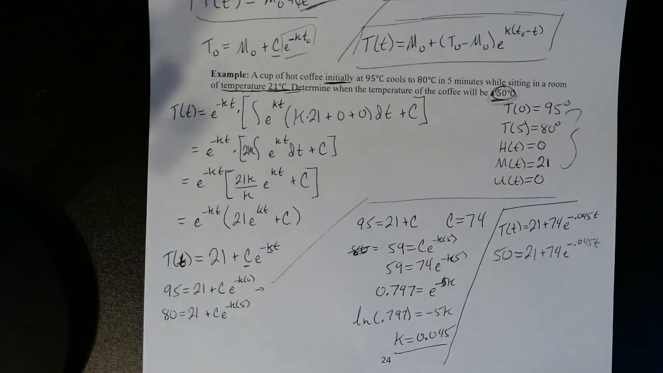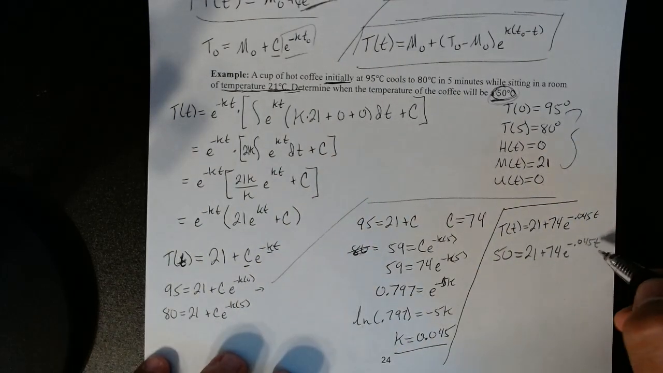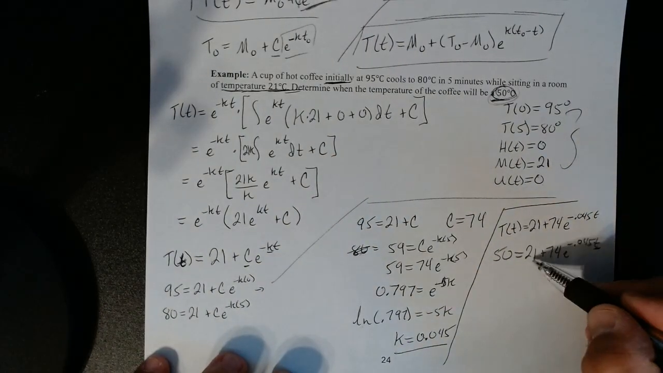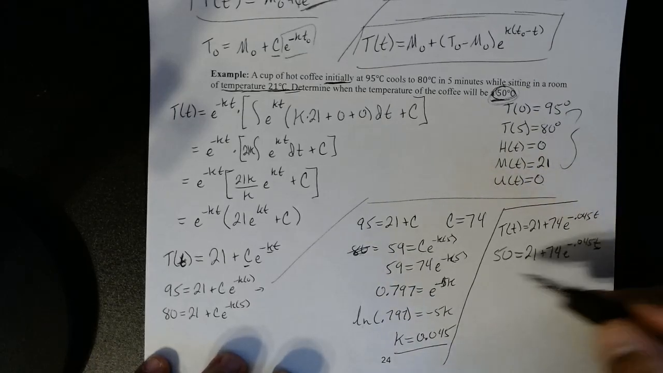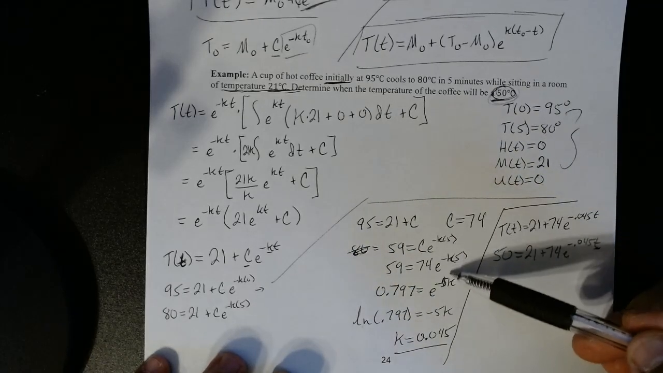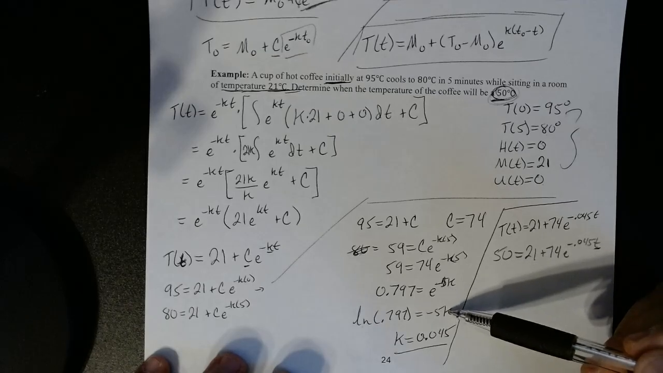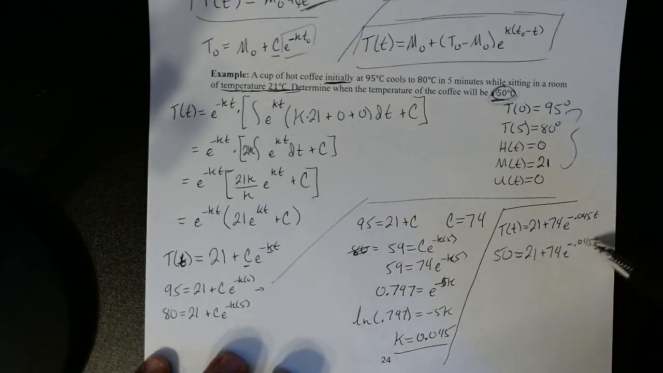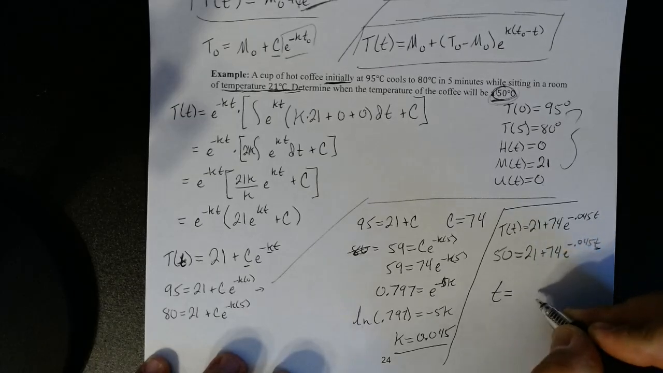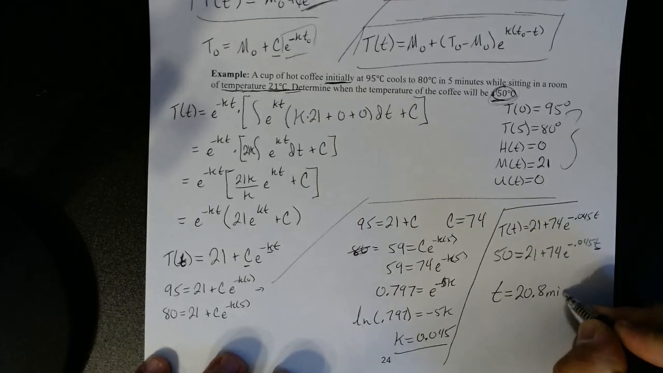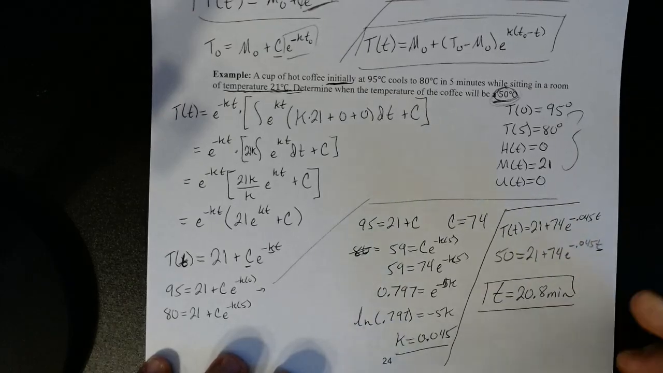So again, pretty straightforward. We want t by itself, so subtract this over, then divide by 74, and it's basically the same process here. Take the natural log of both sides and then divide by the k value, which is negative 0.045. And we get the time to be approximately 20.8 minutes. And there we go.